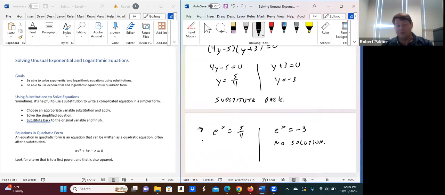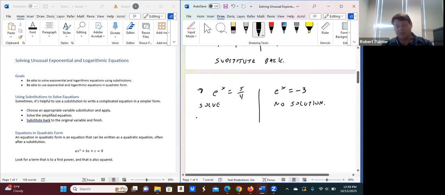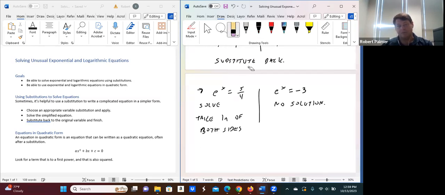But over here, let's solve this. Let's take the natural log of both sides. You can take any log you want, but natural log is the best in this case because that's the inverse of e. So take ln of both sides. If we do that, then we have the natural log of e to the x equals the natural log of 5/4. Of course, natural log and e cancel each other out. We have that x is equal to natural log of 5/4.